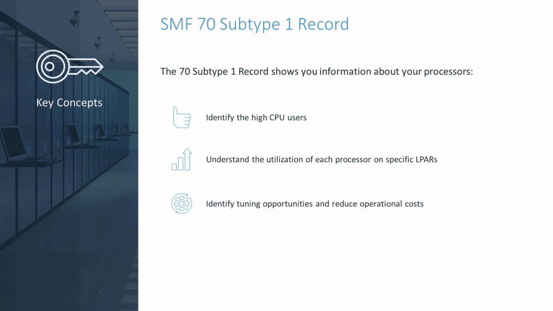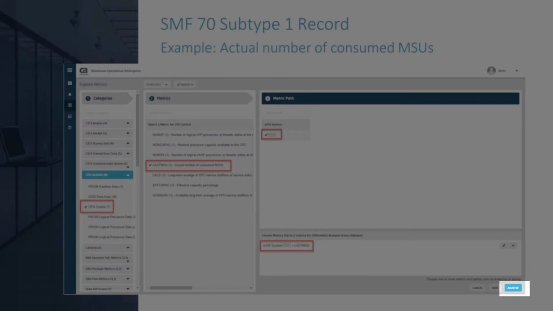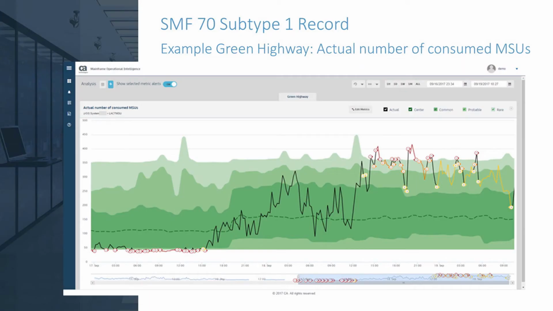You will identify tuning opportunities so that you can look at high CPU usage and you can eliminate the big users. And you will identify jobs and workloads that you can tune with high consumers first and then reduce operational costs. You will see the benefit of feeding this SMF data to analyze historical data against your current data and identify anomalies. In this example, you are selecting an SMF 70 Subtype 1 metric for the actual number of consumed MSUs. After you select Analyze, you view the green highway for this metric.